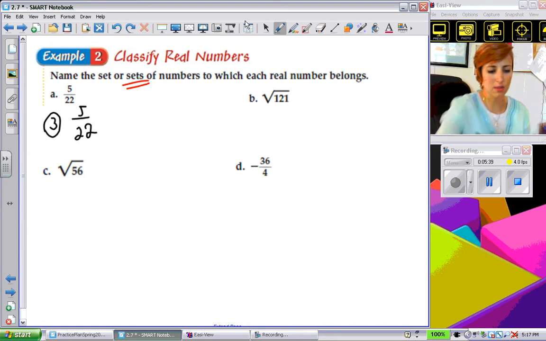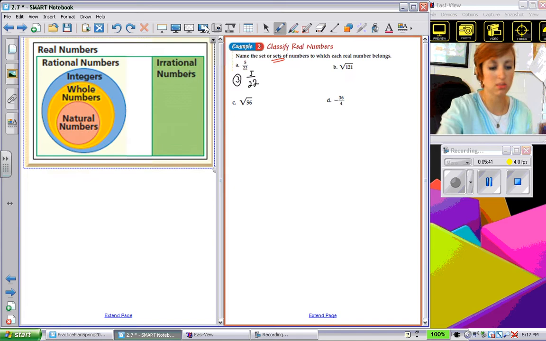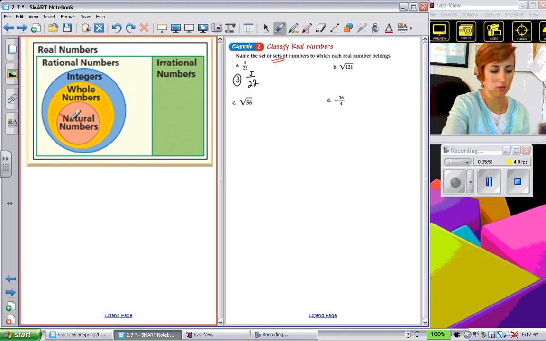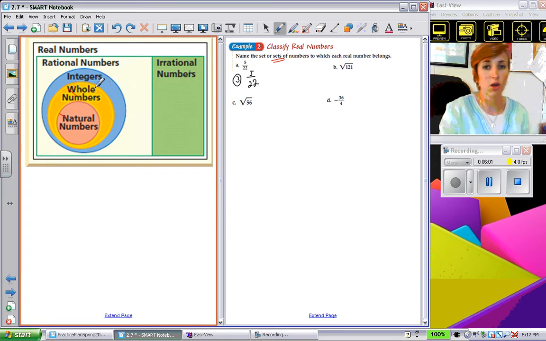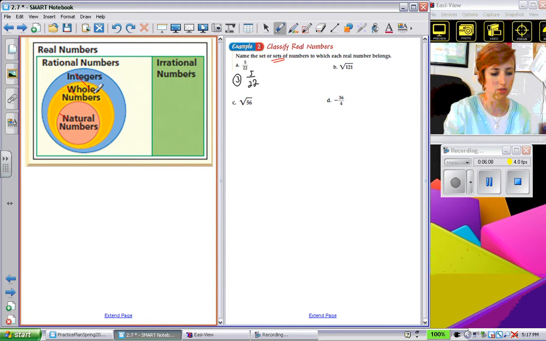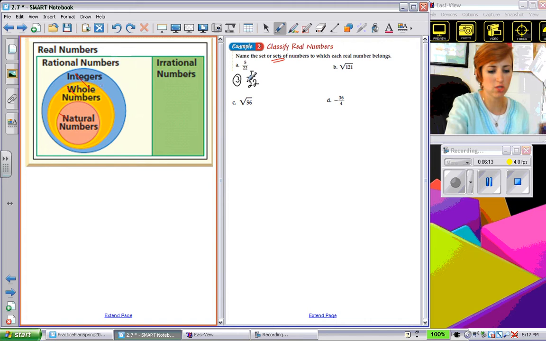So it's always easier if we start with our smallest sets. So our smallest sets are natural numbers. That's counting. So I wouldn't usually count to 5/22. So I'm going to mark it out. Then we go to whole. Whole is your natural numbers plus 0. So it's not 0, so it's not whole. Integers are all your whole numbers and their opposites. And it's not negative, but it's not a whole number, so it's non-integer. So that leaves us with rational numbers, which is anything that can be written as a fraction, and it is.